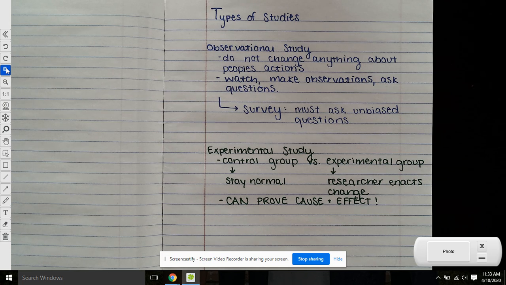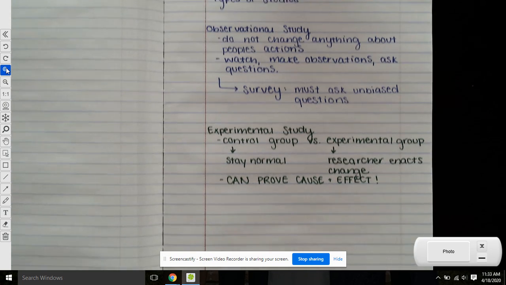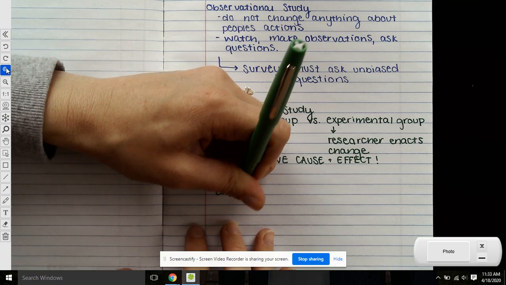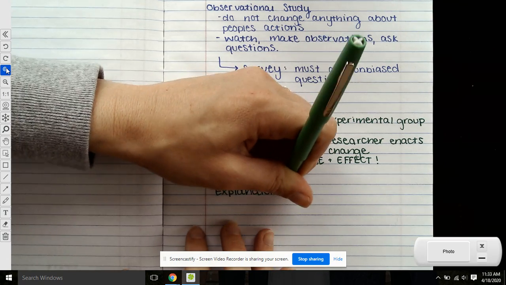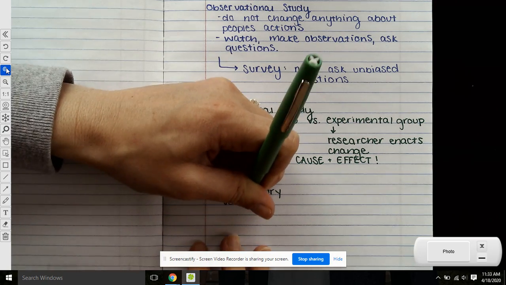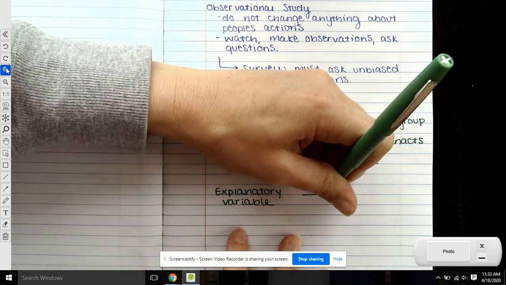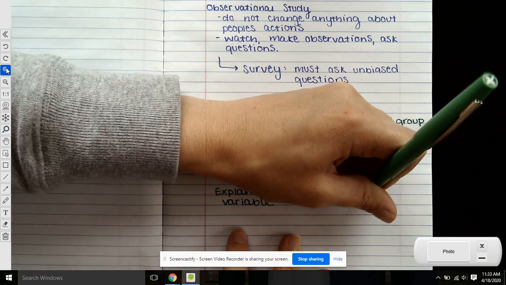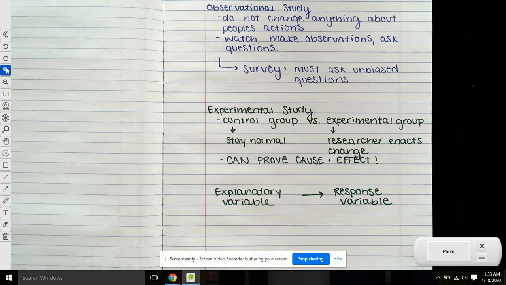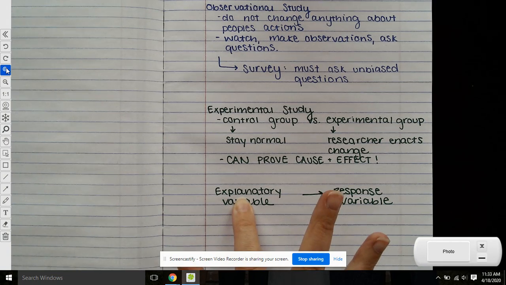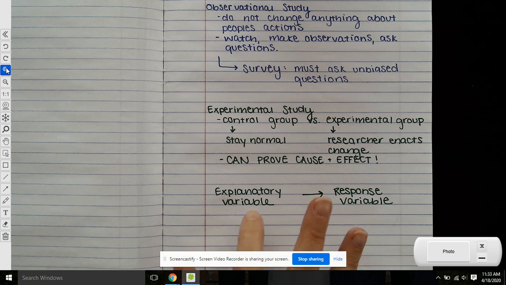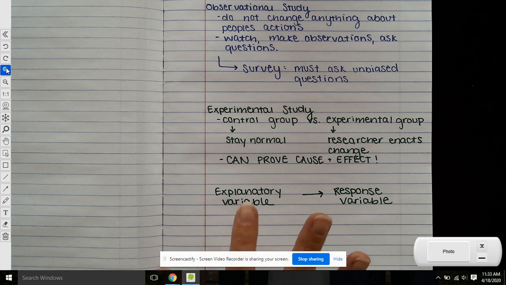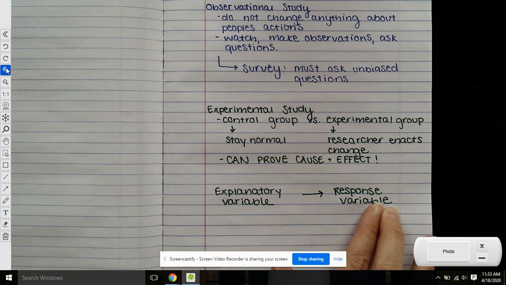So there are two really important types of variables in an experimental study. And you guys have heard these words before. You have the explanatory variable, and you have your response variable. So for example, you could have an explanatory variable, which might be your activity level. Your response variable might be your weight. So you could look at increasing people's activity levels and seeing how that affects their weight.